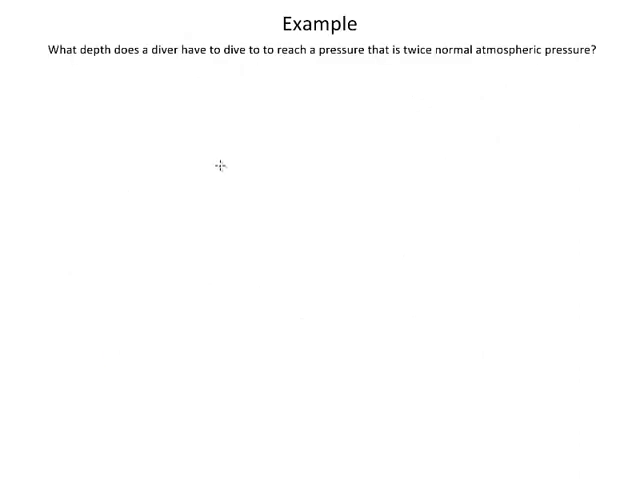All right, let's do a little example. What depth does a diver have to dive to reach a pressure that's twice normal atmospheric pressure? So first of all, normal atmospheric pressure is about 1 times 10 to the 5 pascals. So the pressure we're trying to reach is double that. So we're aiming for a pressure of 2 times 10 to the 5 pascals.